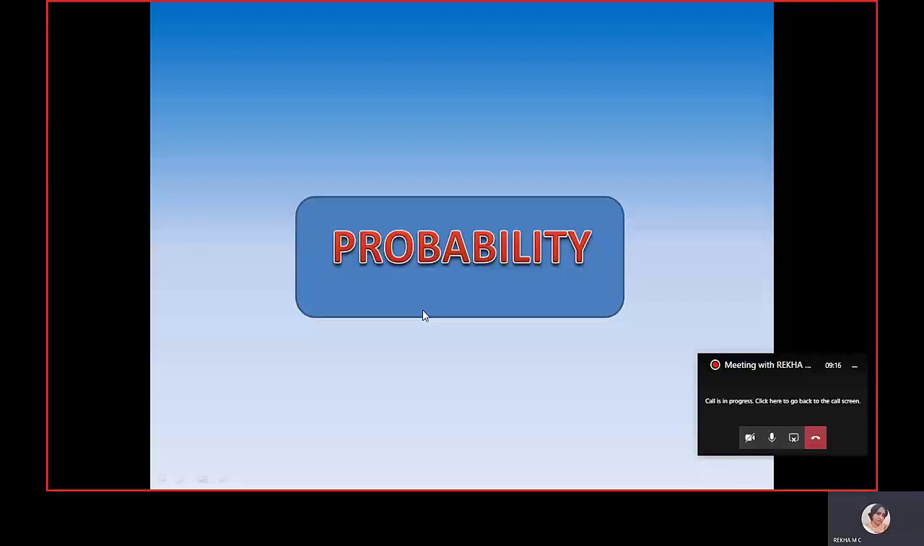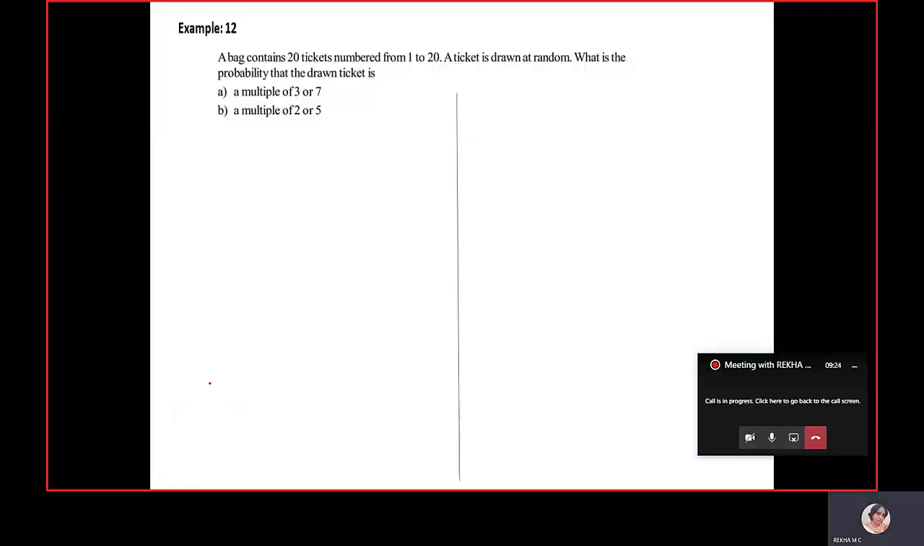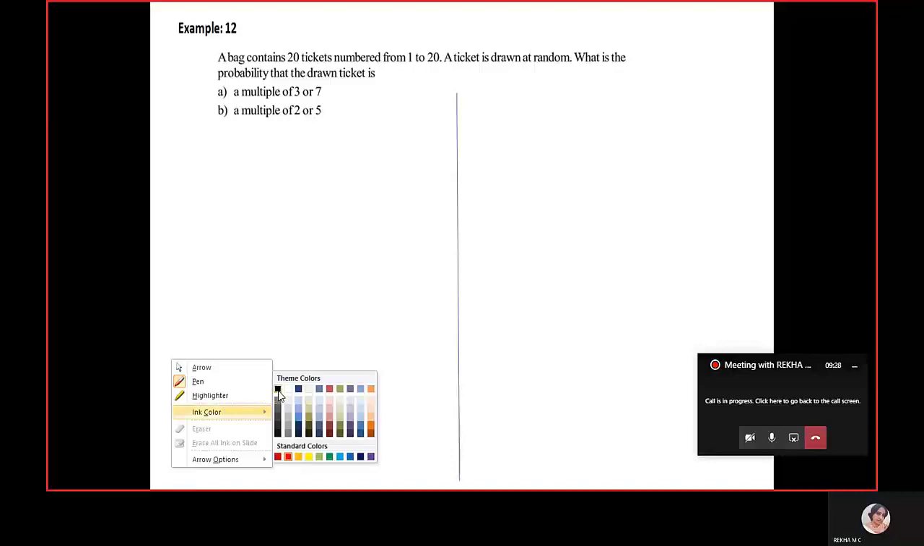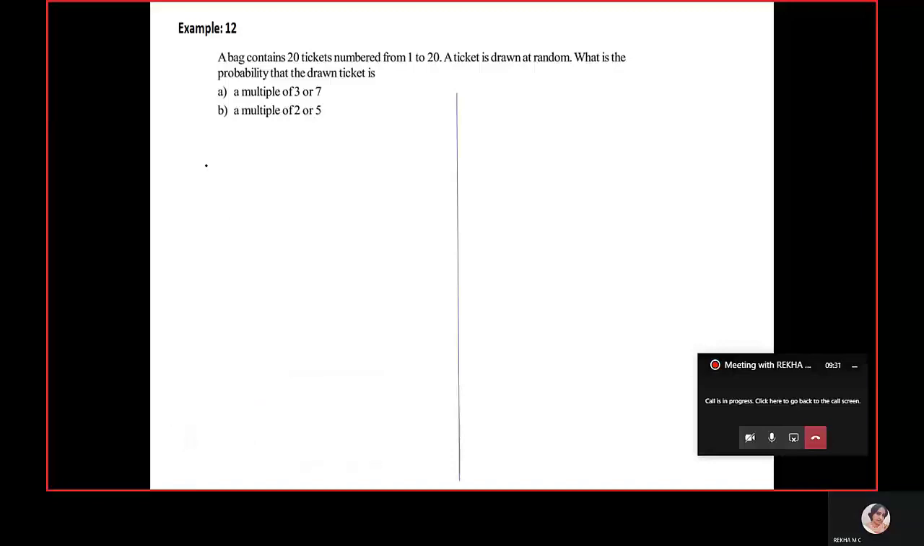In today's class, we shall discuss a few more sums. First question. In the previous class, I completed 11 sums. So today I'll continue with the 12th question.